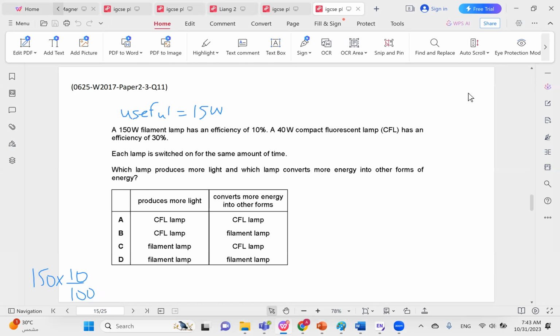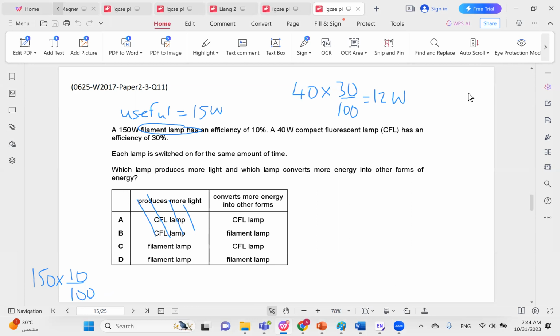For the other lamp, the fluorescent lamp, CFL, the input energy is 40 watts and the efficiency is 30%. So 40 times 30 over 100. This gives us 12. So which one of them produces more light, more useful output? Of course, the filament lamp produces more light. In terms of its output, it has 15 watts of useful output, and that's better than the CFL. So we know that A and B are wrong because the filament lamp produces more light.